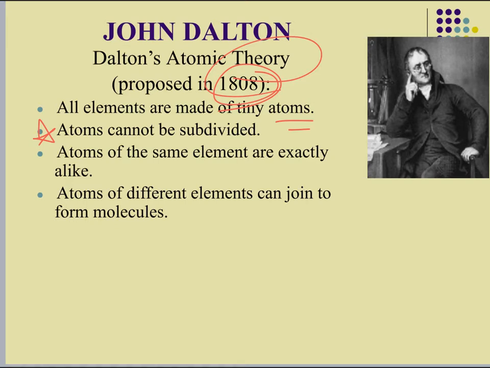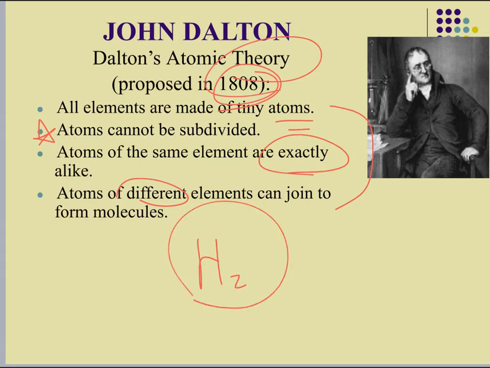Atoms of the same element are exactly alike. Postulate 3, maybe not exactly, because we have ions and isotopes. But what you can say is that they have the same atomic number, or number of protons. And then the last one, atoms of different elements can join to form molecules. And that ties back to the first one where atoms are the building blocks. However, it doesn't necessarily have to be different elements because you have diatomic elements as well. So that would be the same element joining together. We would still call this a molecule.